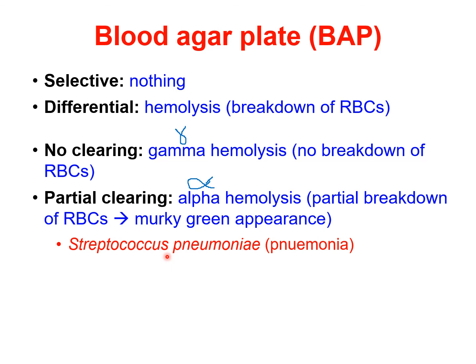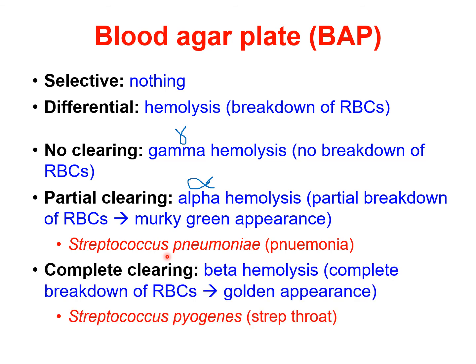Okay. Now there is another result. Sorry. So let me kind of show you that one. It's where the red blood cells are going to be completely broken down, and we refer to that as beta hemolysis. Okay, so this is kind of the symbol for beta. So beta hemolysis is complete breakdown of the red blood cells, and you're going to get a golden appearance on the plate. I'm going to show you images in just a minute.